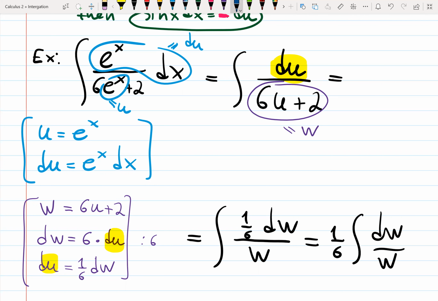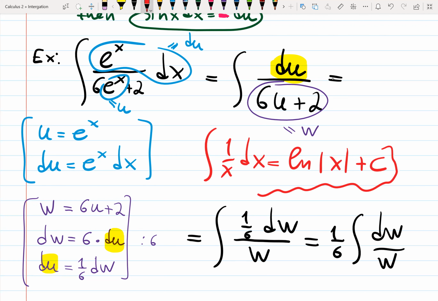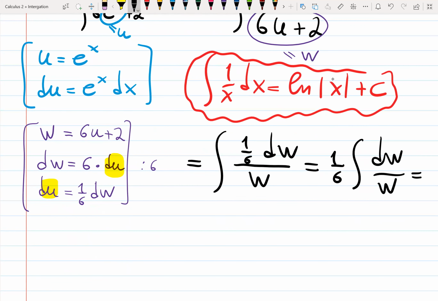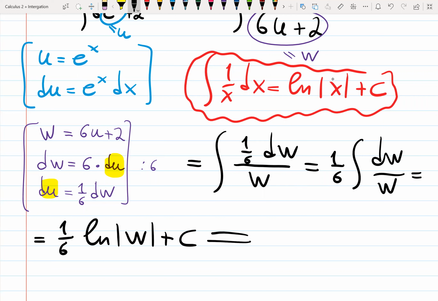Do you remember the integral of 1/x dx? That's a special case. That's not a power rule. That's logarithmic function, natural log of absolute value x plus c. So check it out. We have logarithmic function here. Equals, and now see if I'm going to go back twice to the original variable. 1/6 natural log of absolute value of w, plus c. Nobody knows what w is. We literally just made it up.